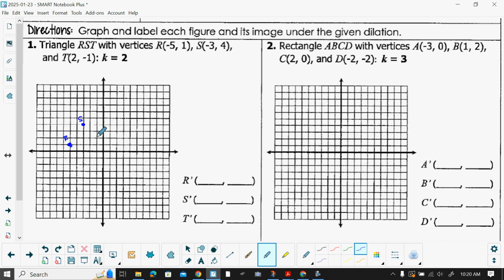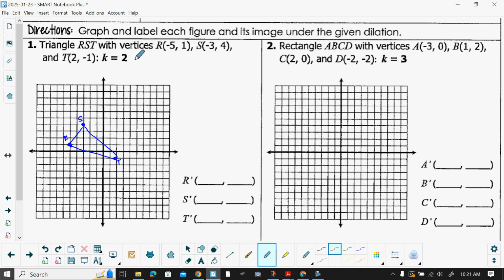S. And then T is 2, negative 1. So 2 on the x-axis, negative 1 on the y-axis. We put it right there. Okay, so there is R, S, T. And with this digital pen, it's sometimes difficult to draw a straight line, but I'll give it a shot. Okay, there's RST. All right, now I'm going to move to red for the new one.